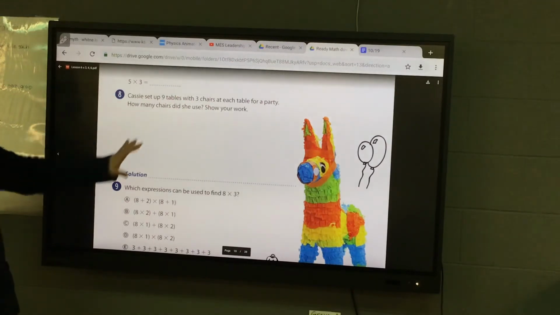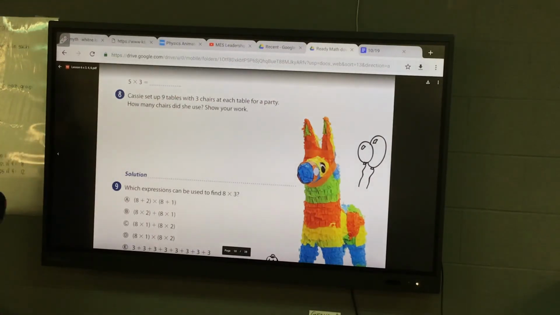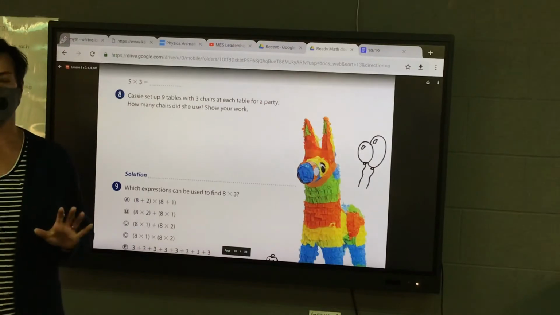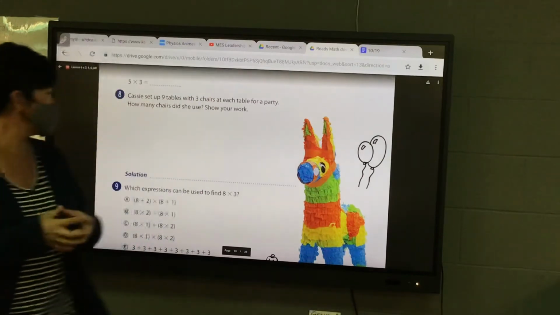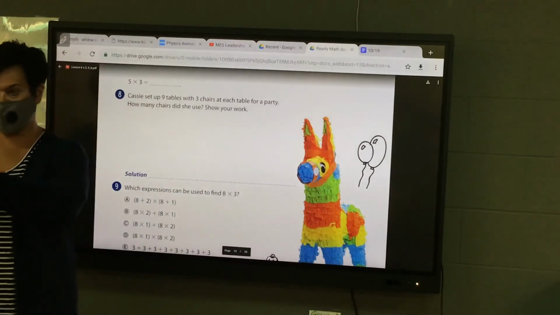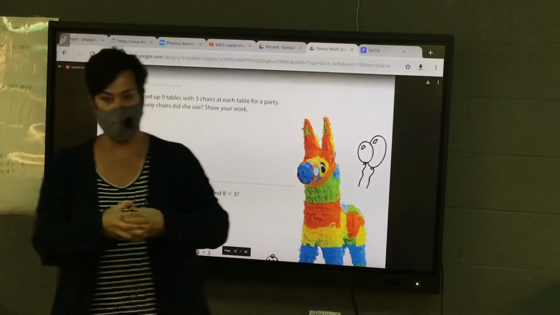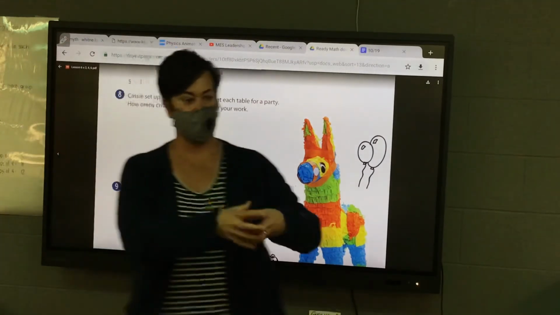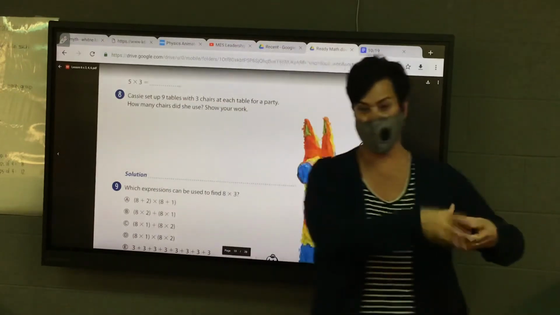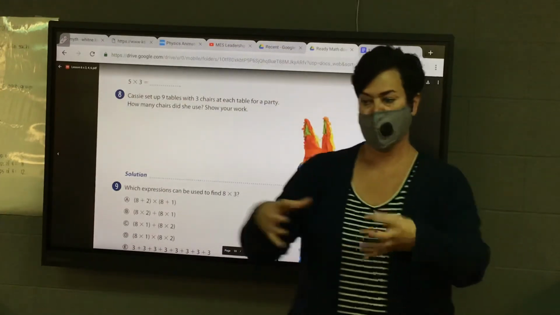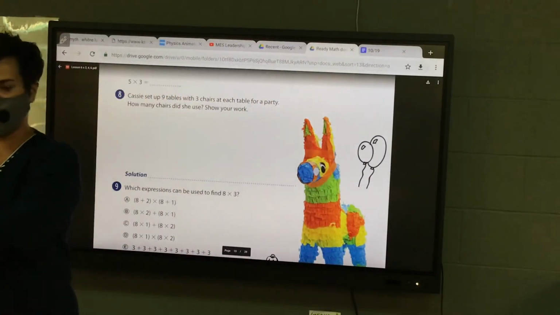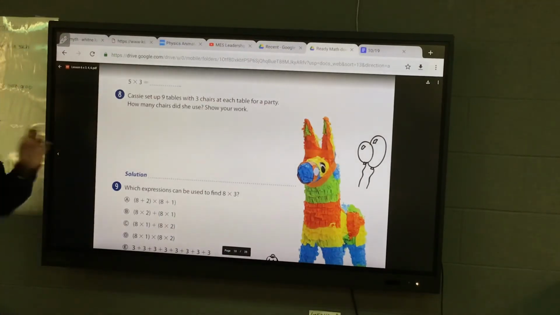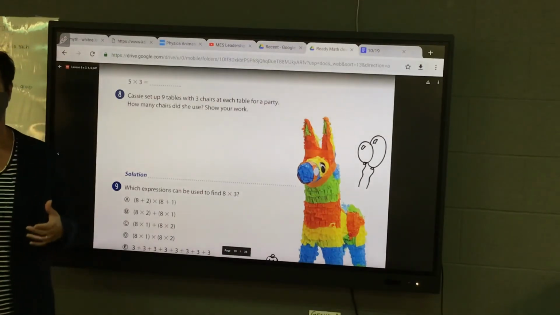Cassie set up 9 tables with 3 chairs at each table for a party. Oh, hold on. They're having us solve this one differently. Sorry. So she has 9 tables. How many chairs are at this first table? 3. How many chairs are at this next table? 3. The third table? 3. The fourth table? 3. Fifth table? 3. Sixth table? 3. Seventh? 3. Eighth? 3. Ninth? 3. Okay, so we have to figure out how many chairs she used.